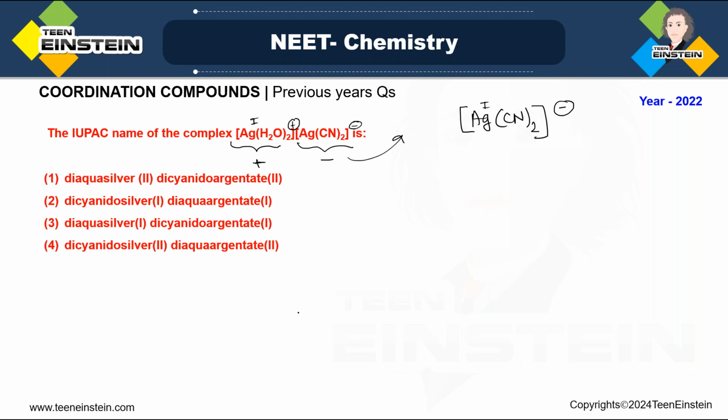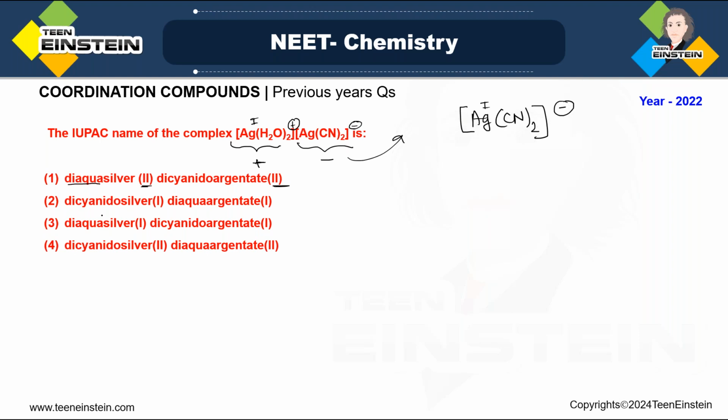Now come to the options. The first one is mentioned as diaqua silver 2. Now see, just because of this oxidation state, it is not correct. Otherwise, there is nothing wrong in this nomenclature, but the oxidation state is not right.